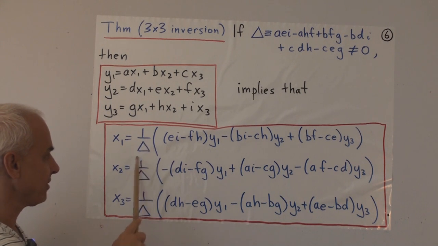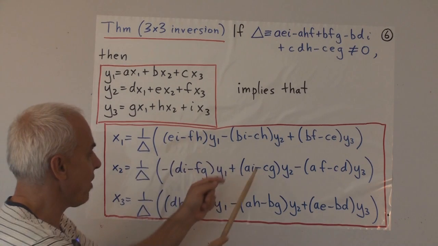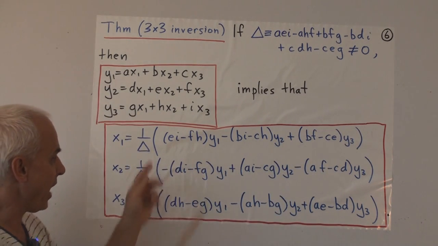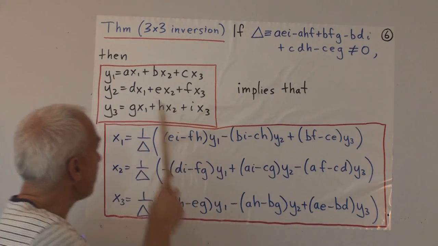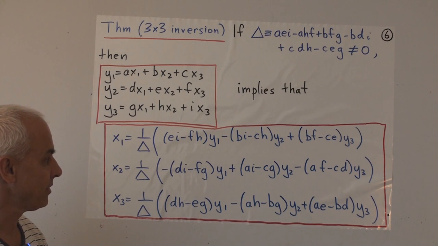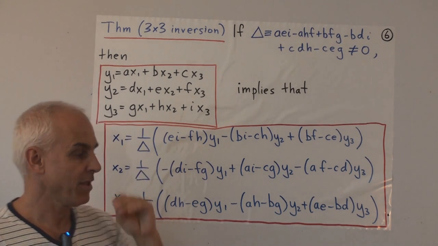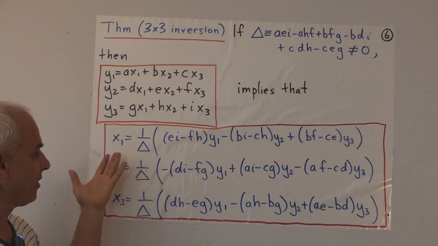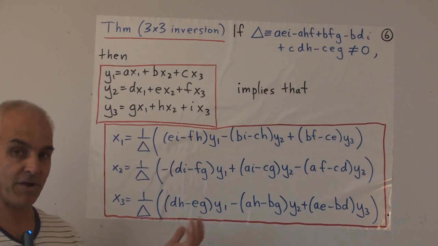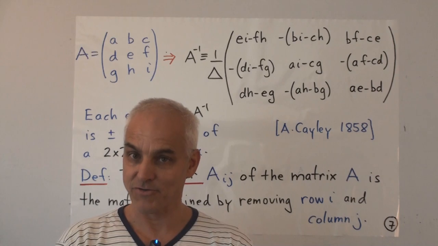There's a 1 over delta for each one of them. And otherwise, it's some combination of y1, some combination of y2, some combination of y3 added together. And those numbers that are appearing here are obtained from these numbers by forming little 2x2 determinants. This is just copying the three formulas that we've derived. This is our 3x3 inversion formula. It's a great formula, isn't it? So it's a great formula, but it's also a little bit hard to remember.